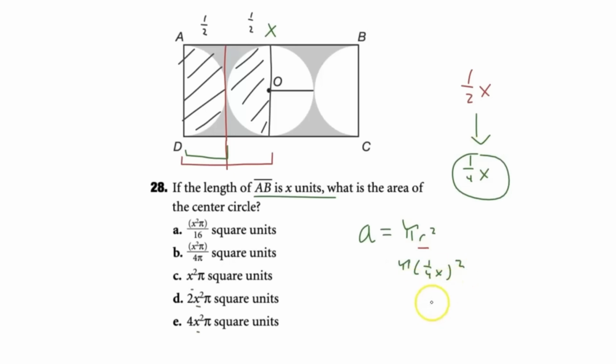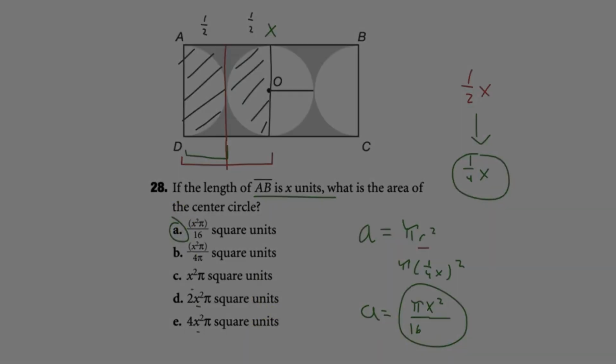And then just some simple rearranging. So 1/4 squared is 1/16. And then x squared is just x squared. So this would be 1x squared multiplied by our pi on top. I'm actually just going to write pi like this, save myself some characters. And so our area is going to be pi times x squared over 16. And we can see that matches up with answer choice A, and therefore that is our answer.